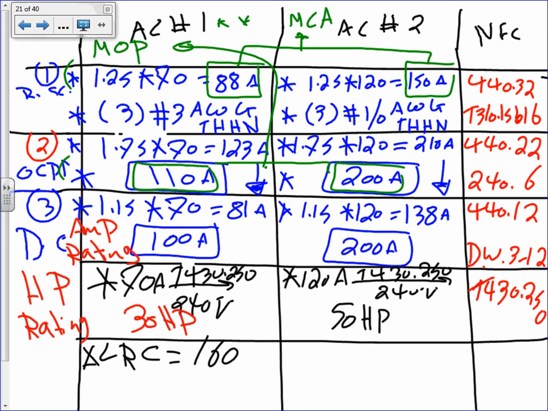For the locked rotor current, guys, you have to go to Table 430.251B. 430.251B. What the heck is that?